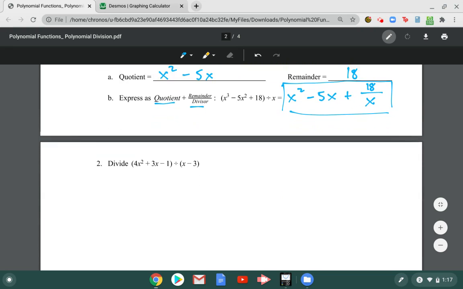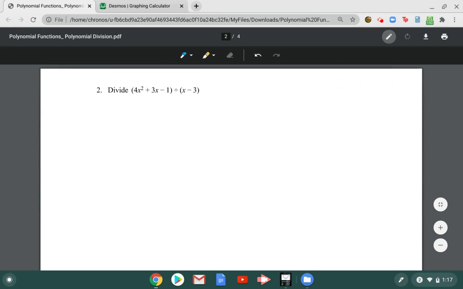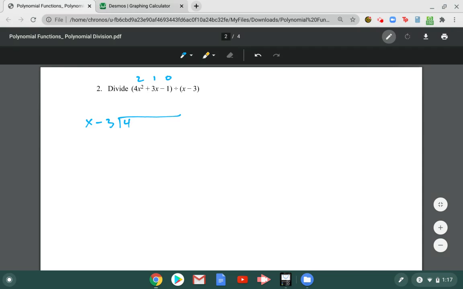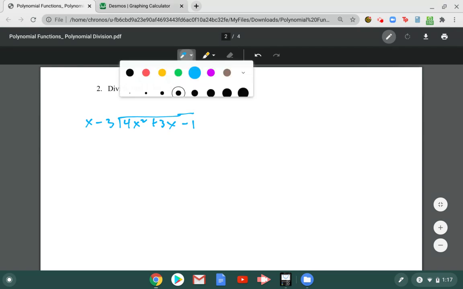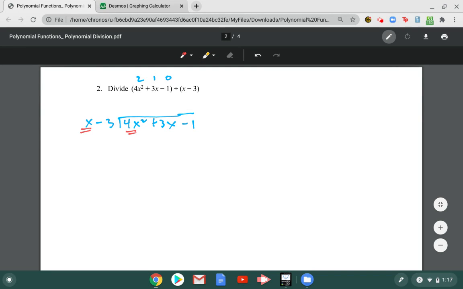Okay, let's do another one. So in this next one, I'm dividing by x minus 3. So x minus 3 is my divisor that goes out front. My dividend, I've got degree 2, degree 1, degree 0, no missing terms. So 4x squared plus 3x minus 1. Okay, here we go. I'm going to compare first terms with first terms. So I need to go from an x to a 4x squared. For the coefficient, I need a 4. For the variable, I've got 1x. I need to multiply it through by another x.